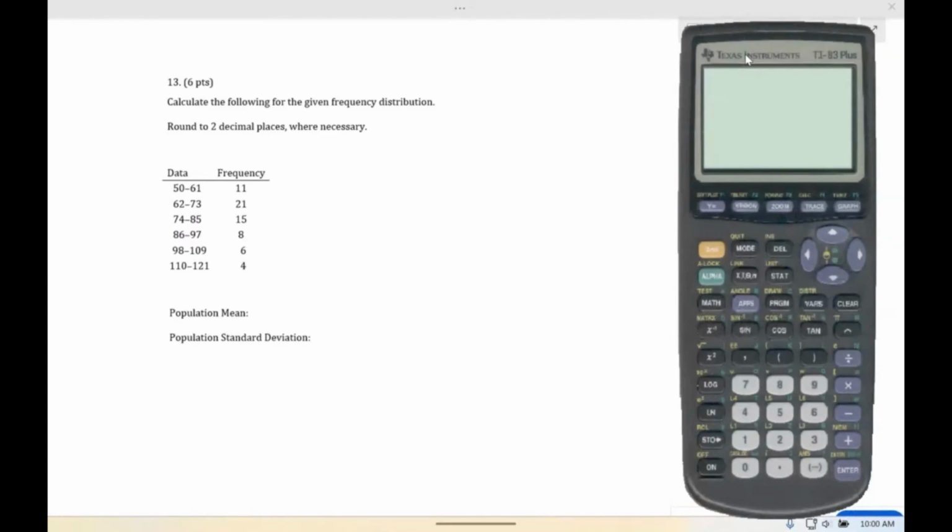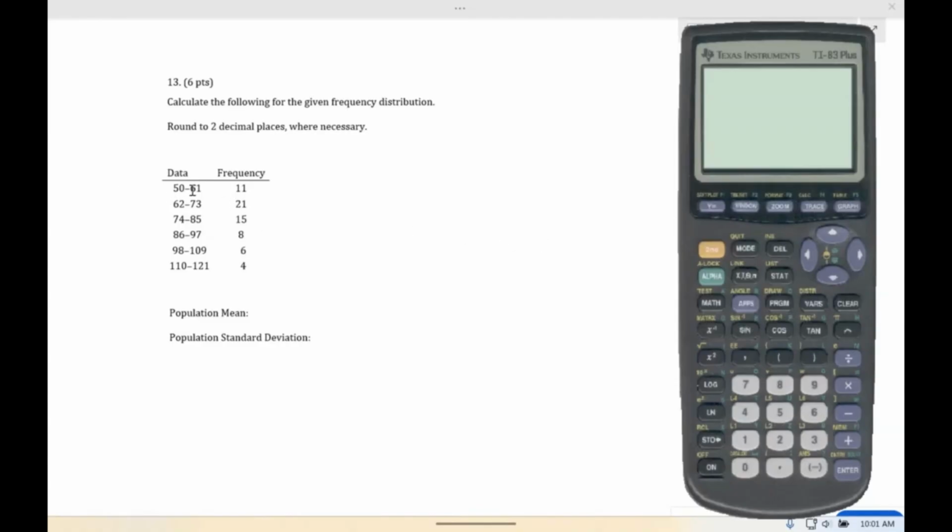Question, we're asked to calculate the following for the given frequency distribution and round to two decimal places. We have the data, ranges on the left and the frequencies on the right. We're asked to find the population mean and the standard deviation.